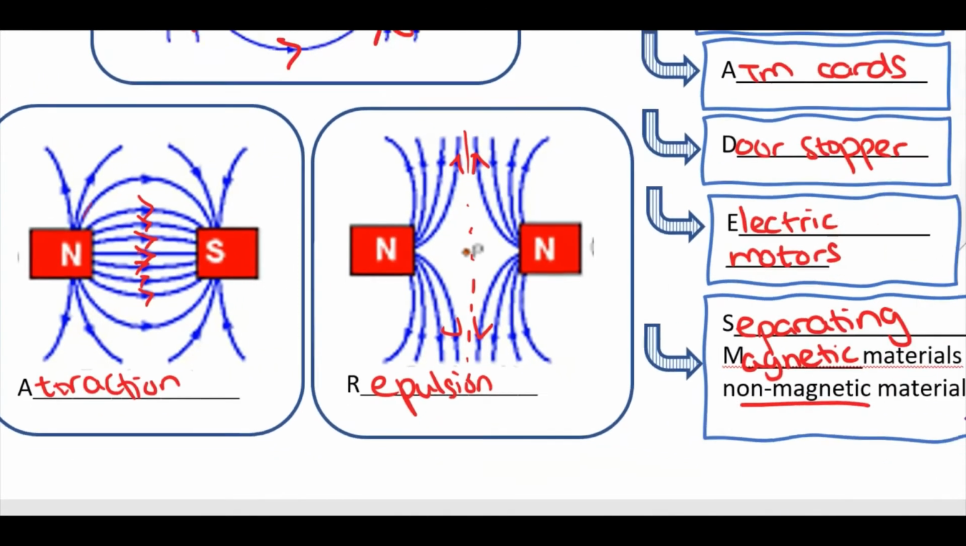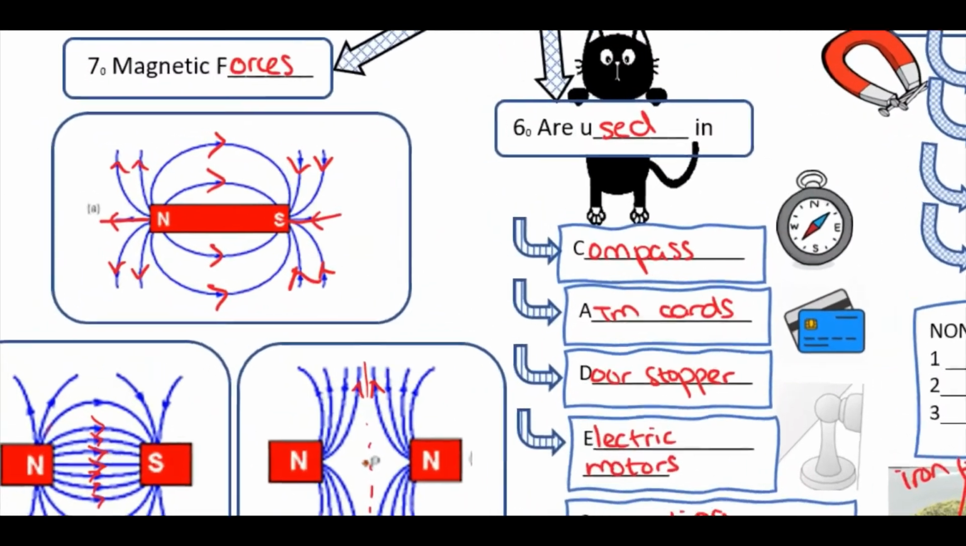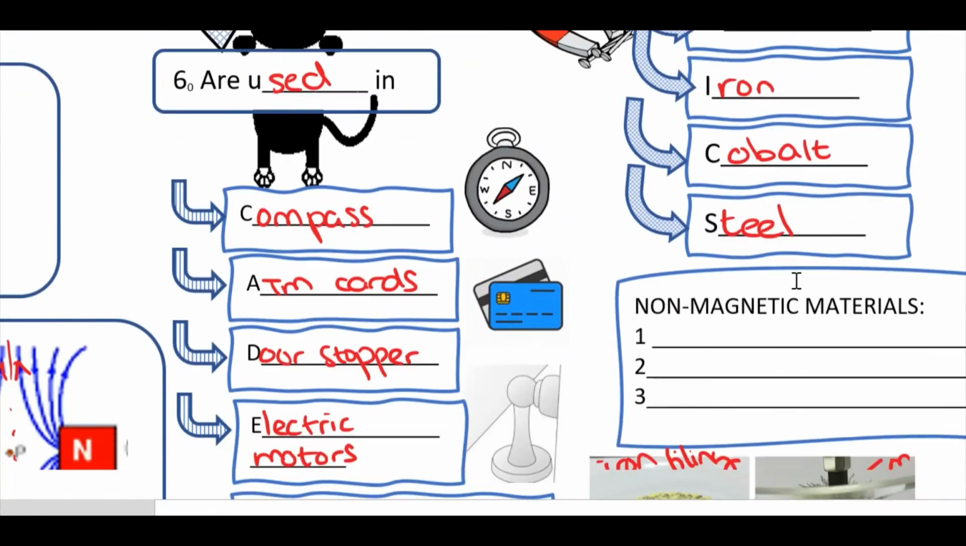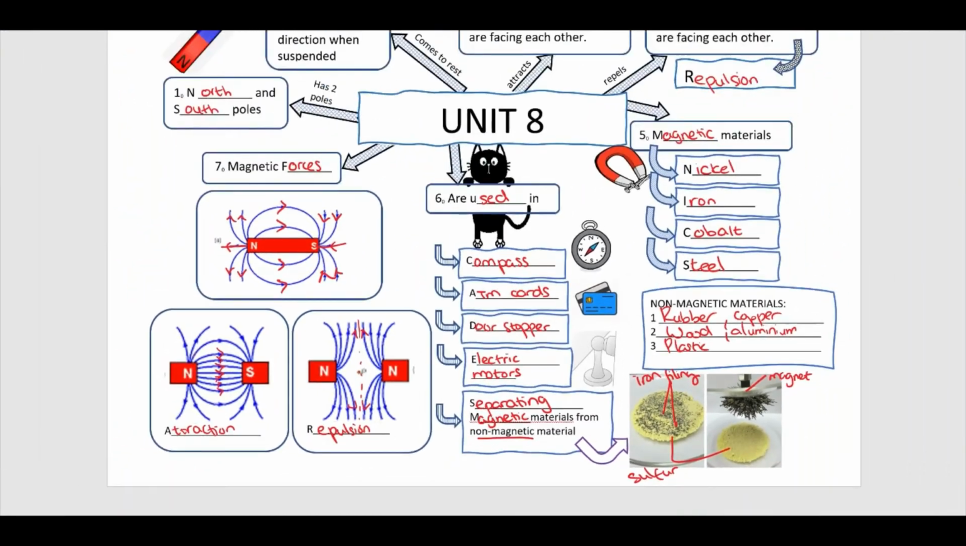Okay, so I think that covers non-magnetic materials. We didn't do that part. So we talked about magnetic materials, which is nickel, iron, cobalt, and steel, which are all metals. And examples of non-magnetic materials, you have rubber, wood, you can have plastic, and you actually have metals that are non-magnetic, for example, copper, and also aluminium. Okay, so I guess that's it for everything, yeah?